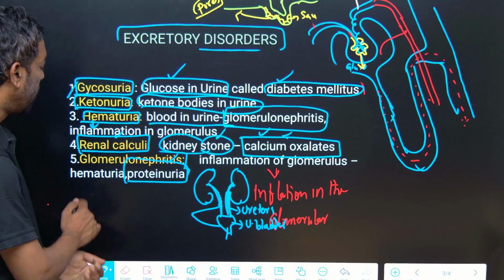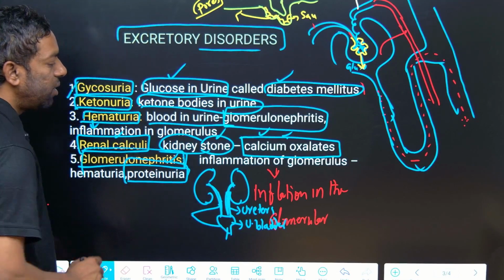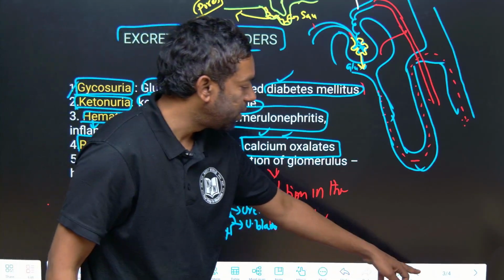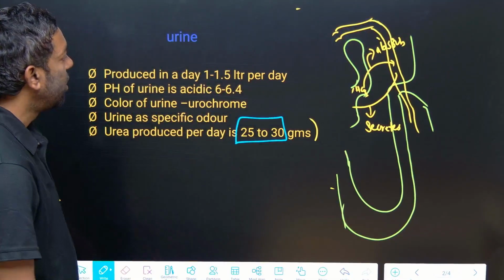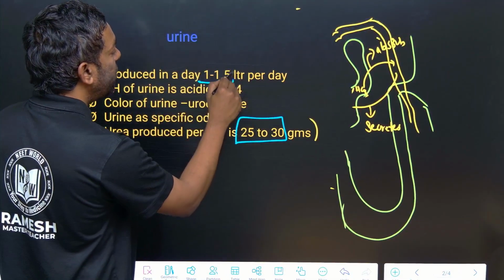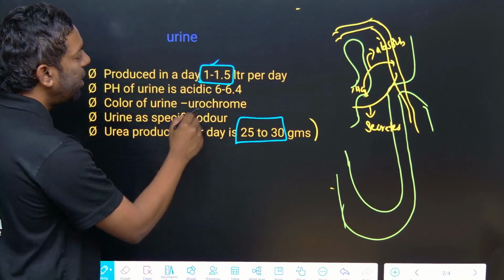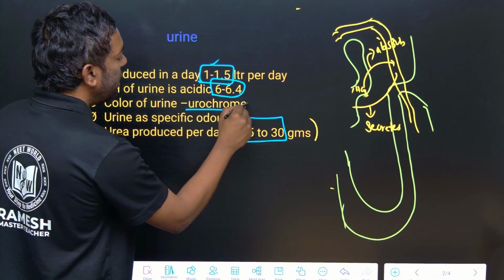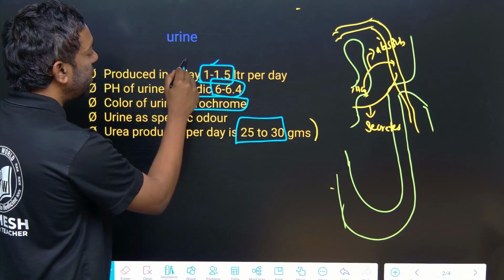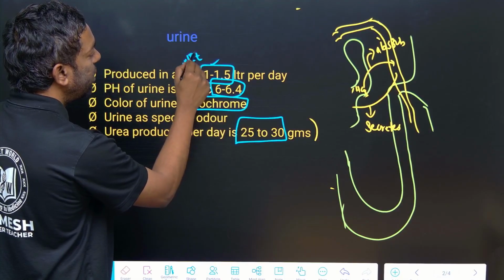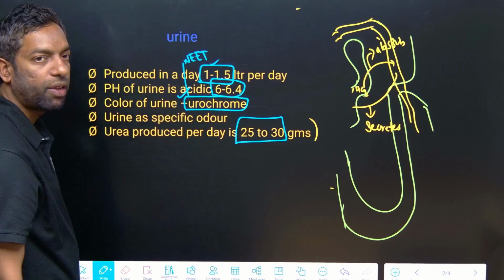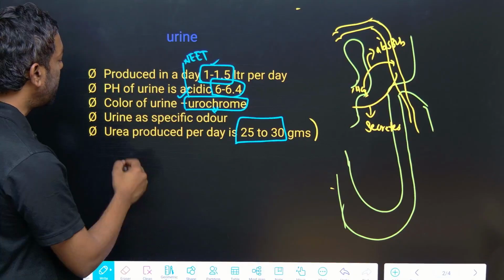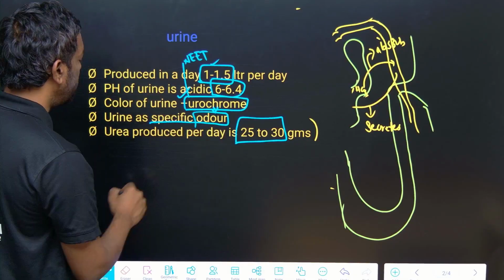Glomerular nephritis. Inflammation of the glomerulus we call glomerular nephritis. About urine, it is produced 1.5 liters per day, acidic with pH 6 to 6.4, and this was a previous year NEET question. The color of the urine is because of the pigment urochrome. Urine also has a specific odor.